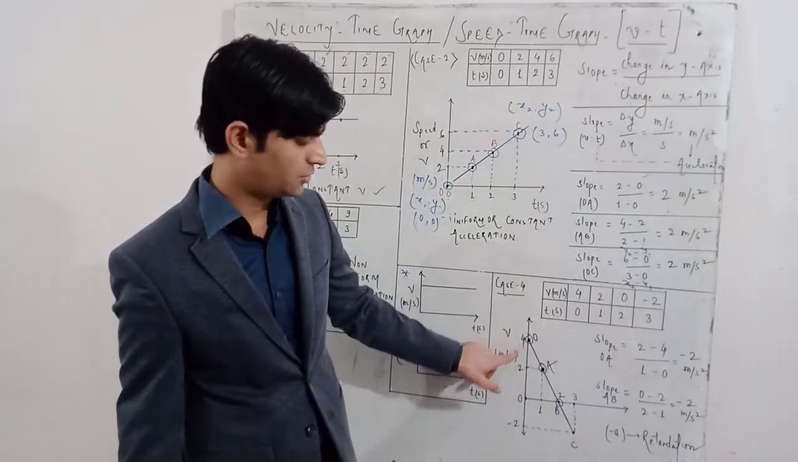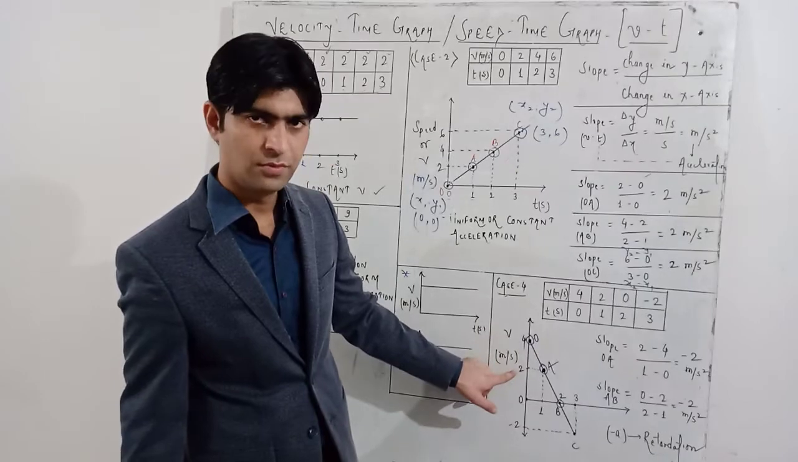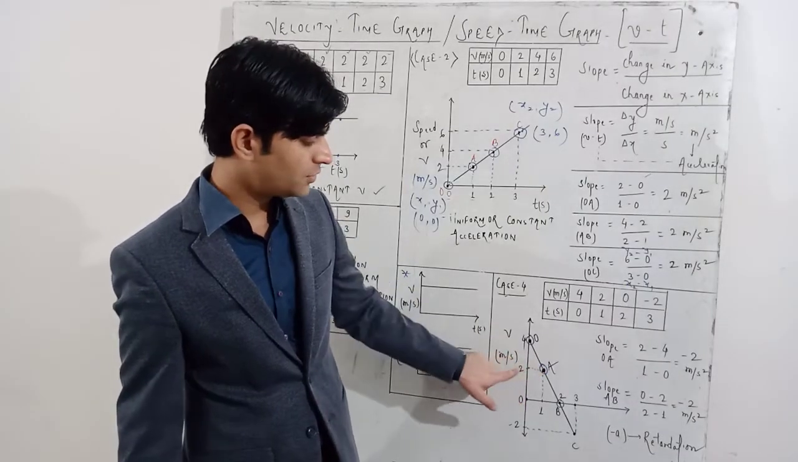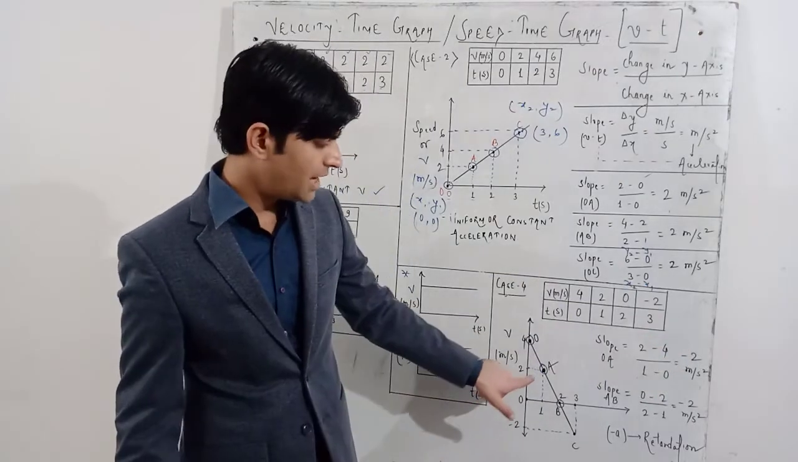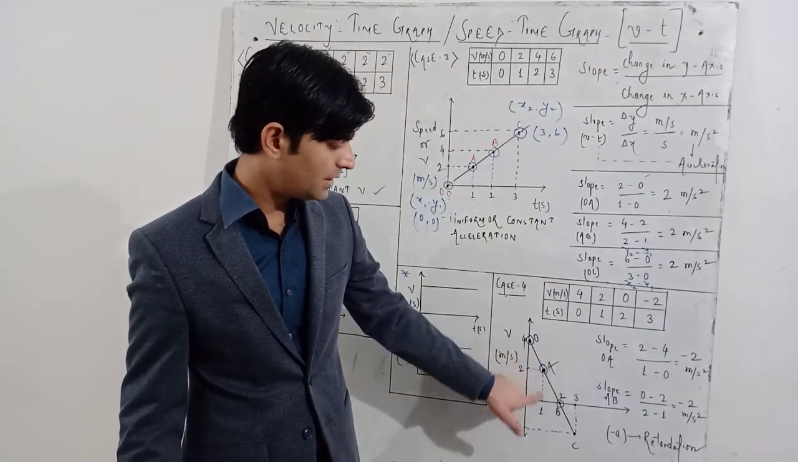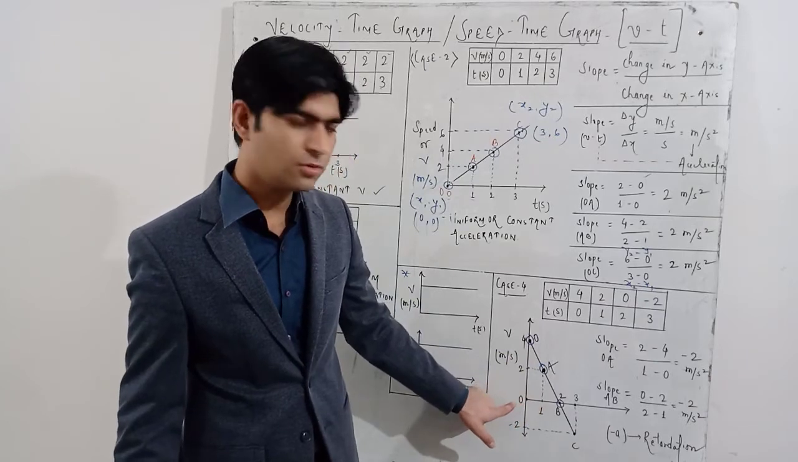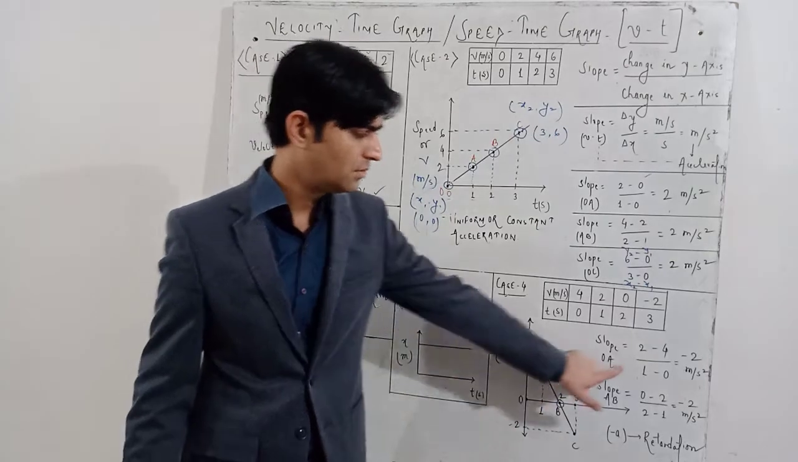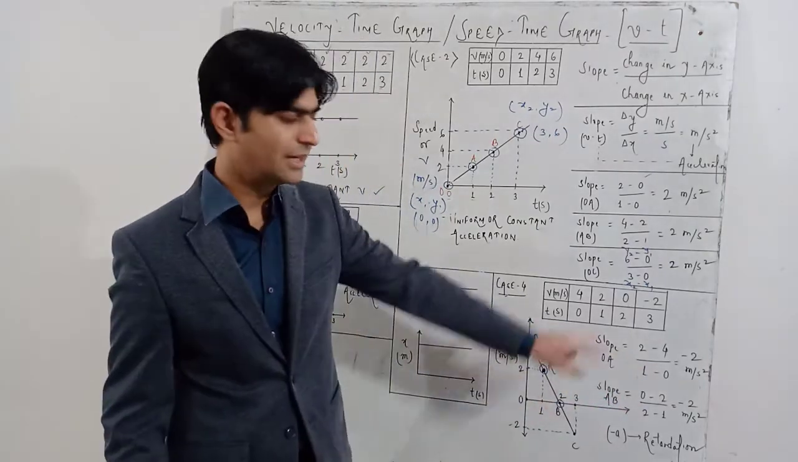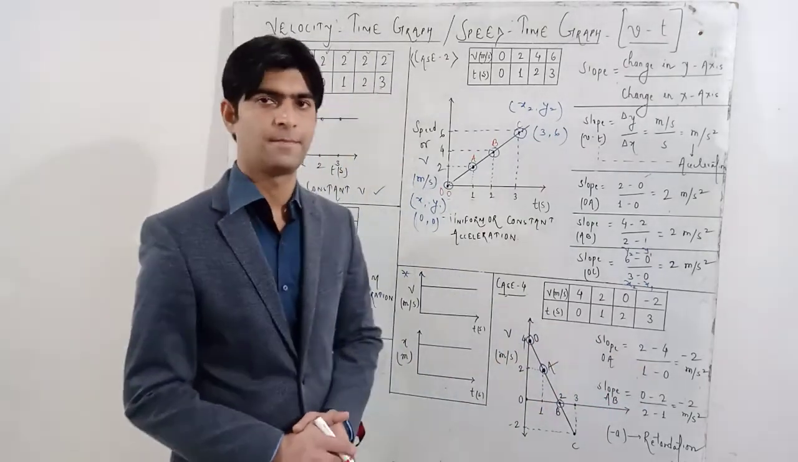Corresponding to O, what is written here? 4 on y-axis. So change is 4 to 2. A is the final point, so you will write 2 minus 4. For time axis, what is written at point A? 1. At point O, 0. Change in x-axis will be 1 minus 0. Answer you are getting minus 2 meter per second square.